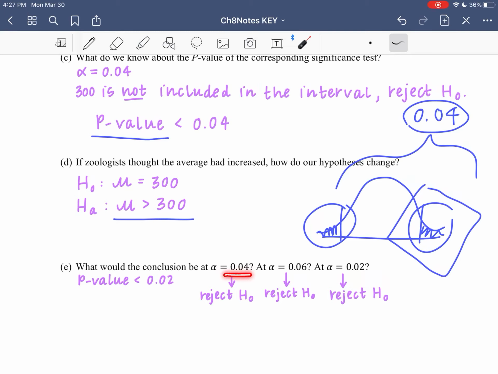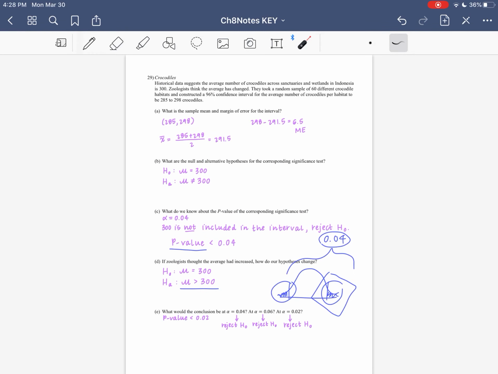So now let's think about what if alpha was 0.04? Well, if alpha was 0.04, we would still reject H naught because our p-value, which we know is less than 0.02, is also less than 0.04. That p-value that's smaller than 0.02 is also less than 0.06, also less than 0.02. So we would reject our null hypothesis in all three of these cases.